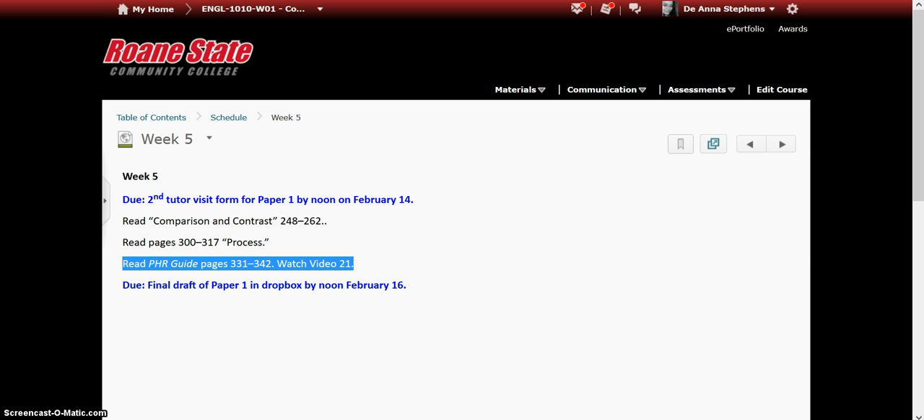And page 332 gives you a chart that shows you what different purposes look like and how those would play out if you apply them to different topics. So take a look at that chart and see what it means to inform or persuade or summarize, analyze, or evaluate.